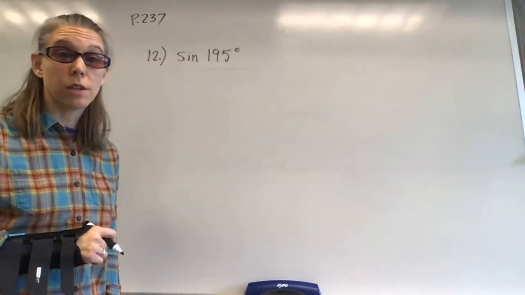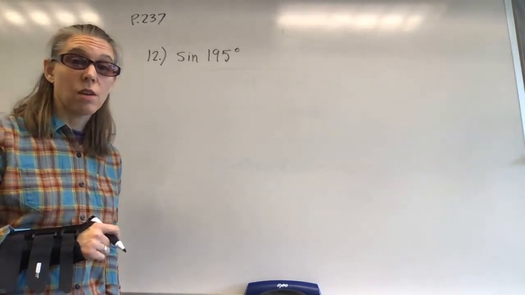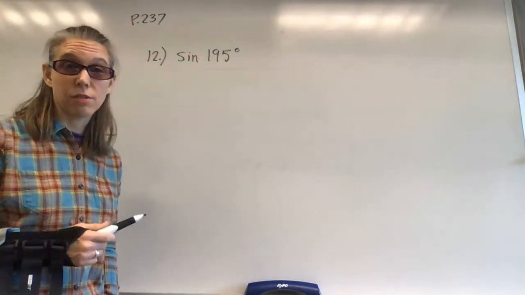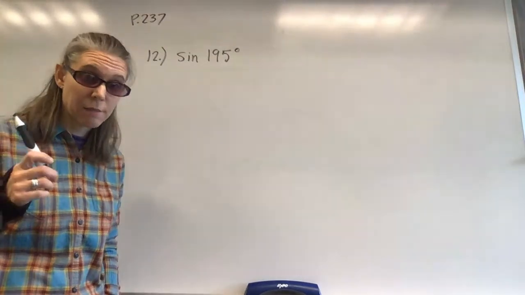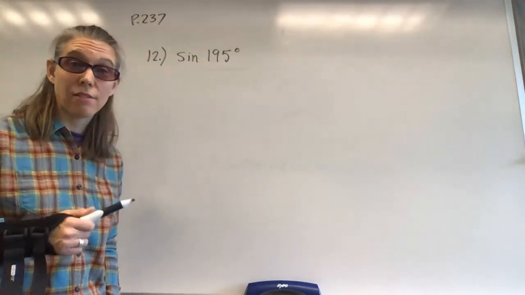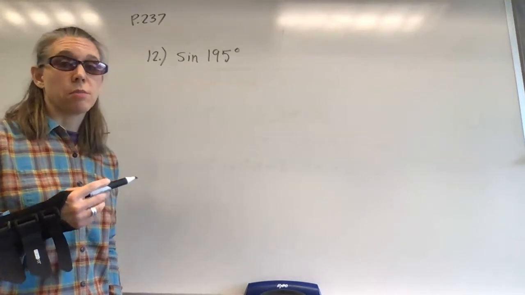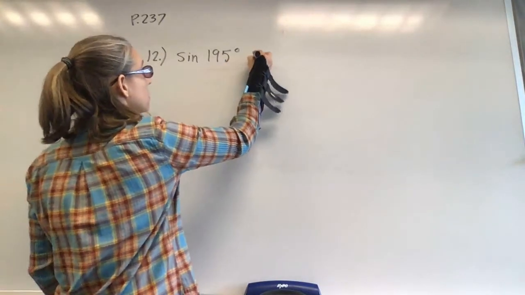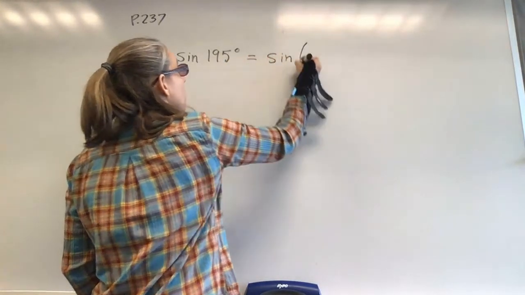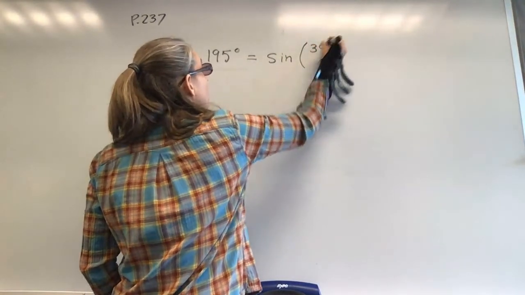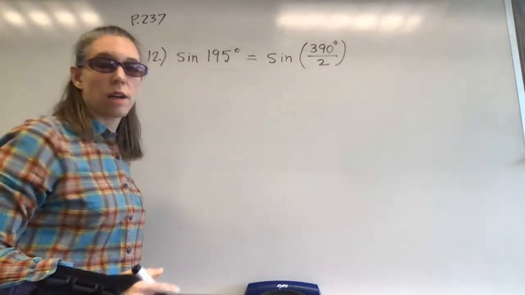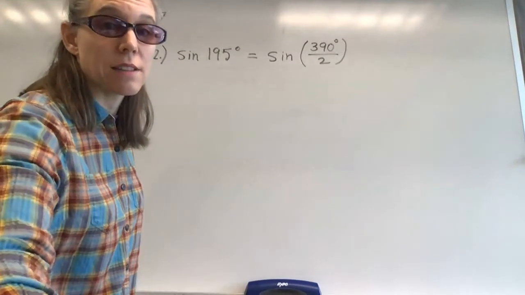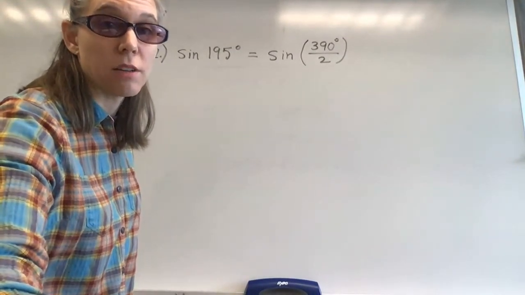So for number 12, we're looking for the sine of 195 degrees, and we're looking for an exact answer. Now, of course, we could use the sine sum or sine difference formula that we learned in a previous lesson, but we're here to look at how to use the half angle formulas. So what we want to do is remember that 195 is half of 390. And then we can rewrite sine of 195 degrees as the sine of 390 degrees over 2, and then that's going to qualify us to use a half angle formula for sine.